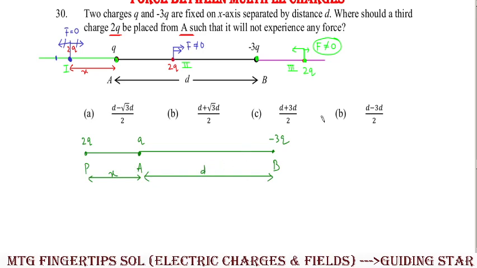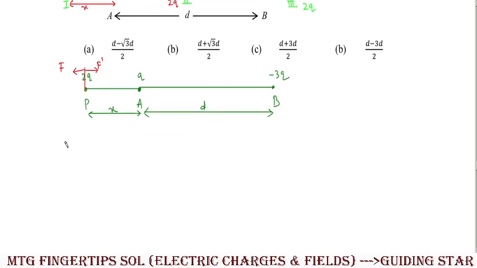So finally, the net force upon this 2q charge due to plus q will be, let it be F. Then the net force on this 2q charge due to minus 3q will be, let it be F prime, clear. So what is the value of F? The value of F over here can be written as k q into 2q divided by the distance of separation x square, and the value of F prime will be how much?